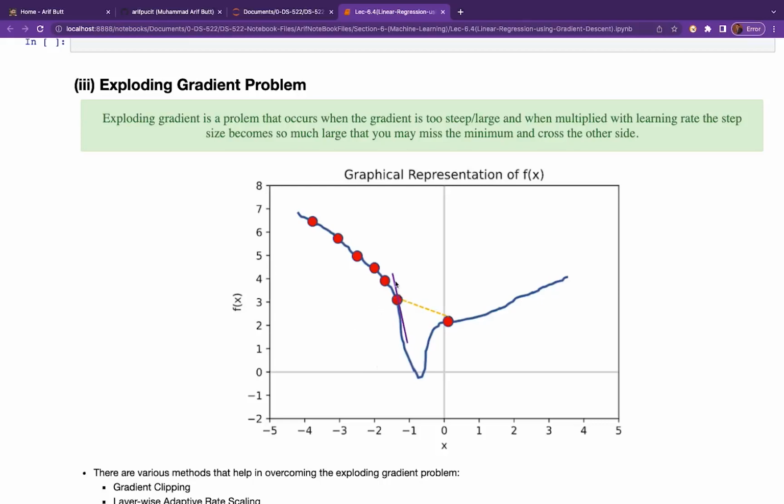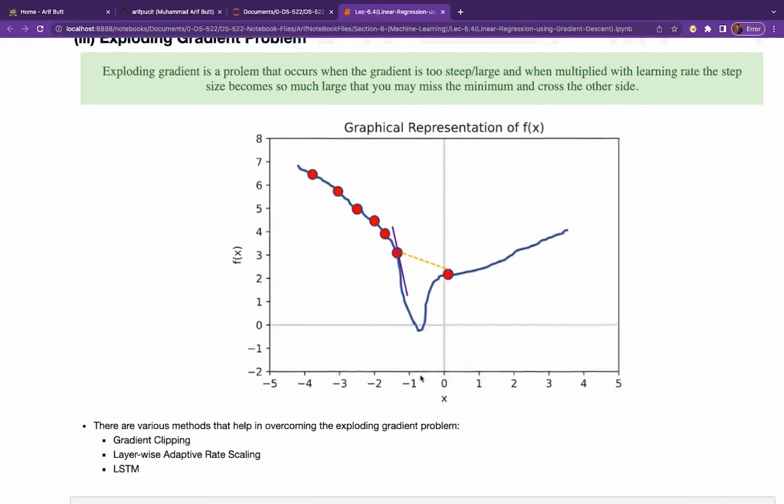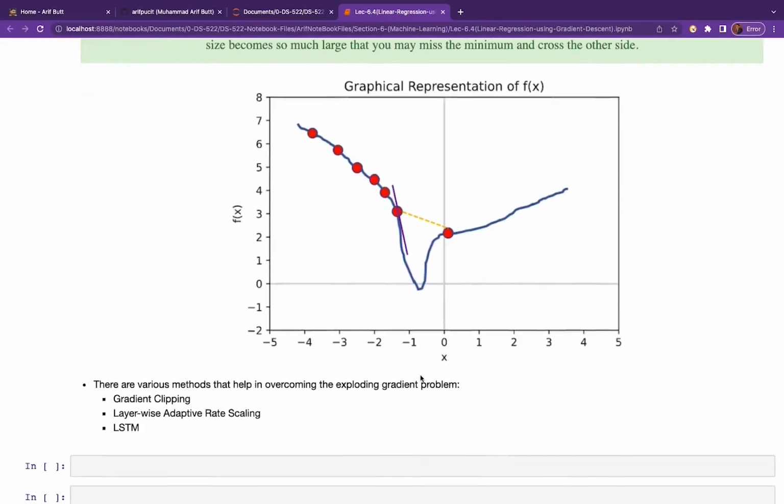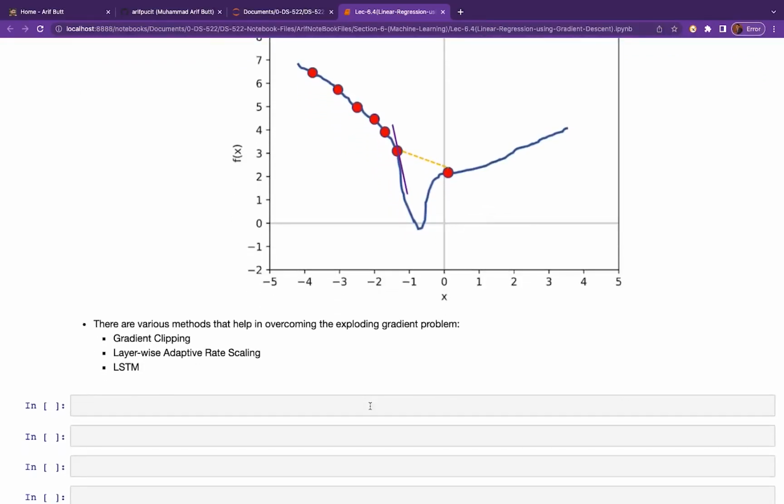So over here the slope is too steep, so our next jump will take us over here and we may not come back over here. Once again, there are different techniques to overcome this problem, like LSTM, gradient clipping, layer-wise adaptive rate scaling. Once again, our discussion on these concepts is beyond the scope of today's session. Hopefully, we will talk about these in our deep learning module, inshallah.